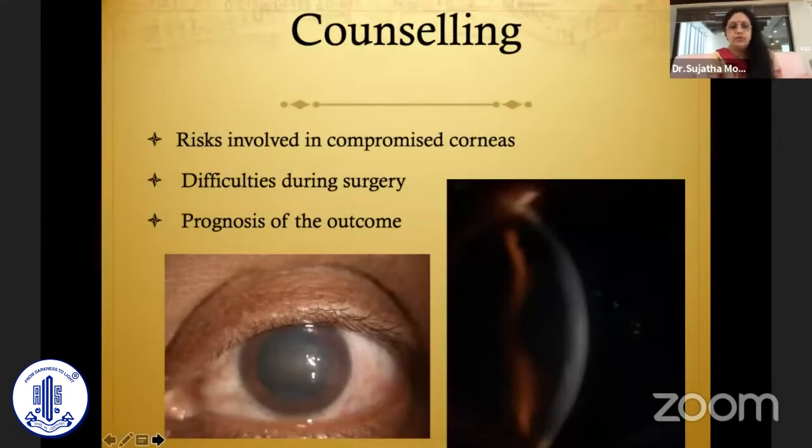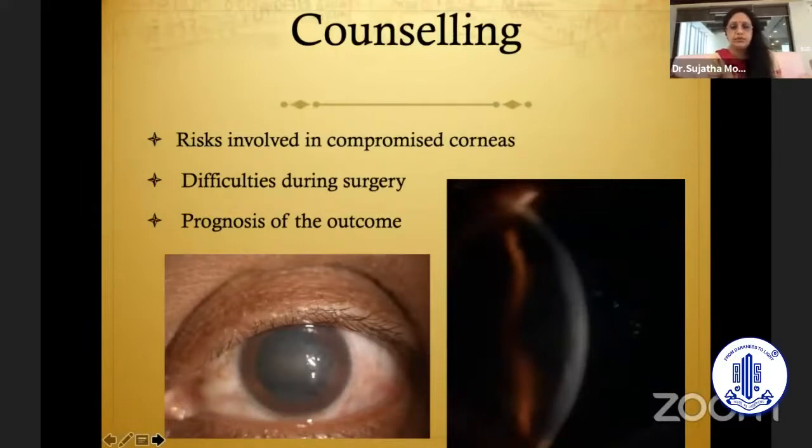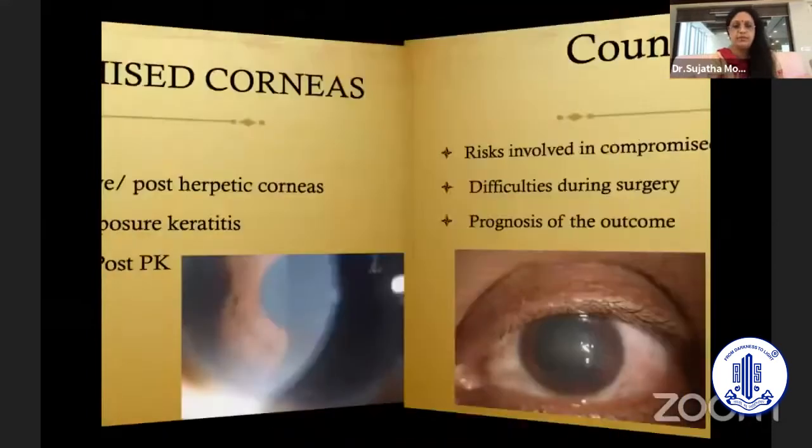The most important thing in a combined problem is that you have to inform the patient that it's not the cataract alone which is causing the drop in vision, but because of some compromise of the cornea, you're also having defective vision. This is very important to emphasize to the patient, and also tell them the risks involved in compromised corneas, the difficulties during surgery, and the prognosis of the outcome.